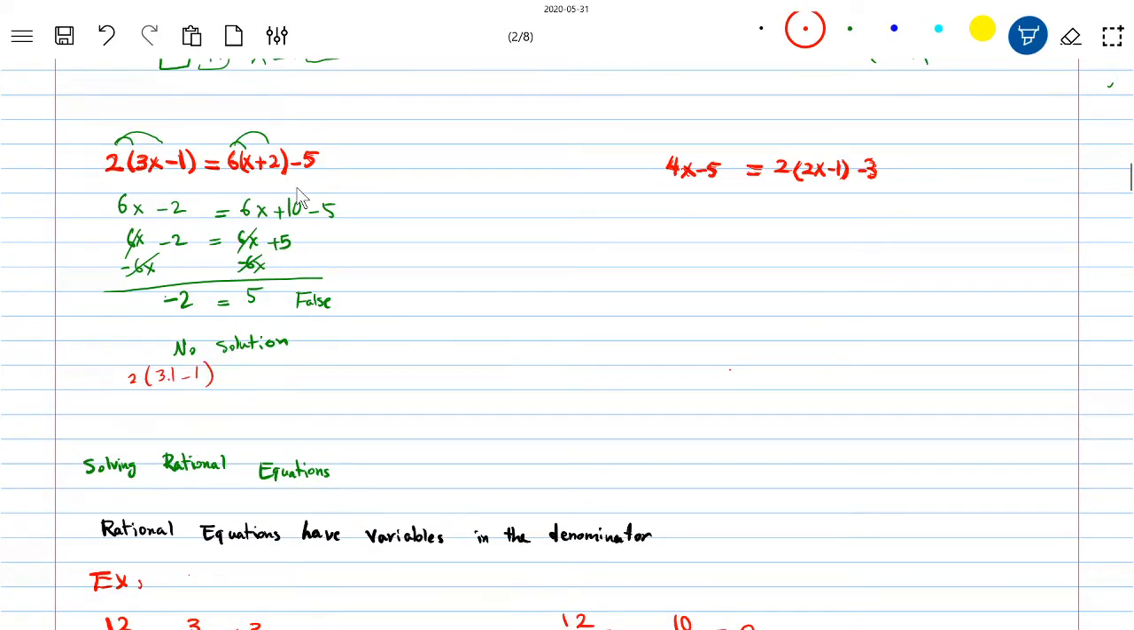Times 1 minus 1. I'm going to replace it just so you can see. 1 plus 2 minus 5. 3 times 1 is 3 minus 1 is 2. 2 times 2 is 4. Left side ends up to be 4.